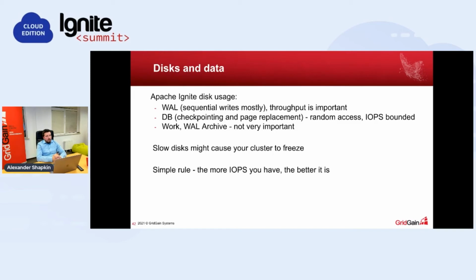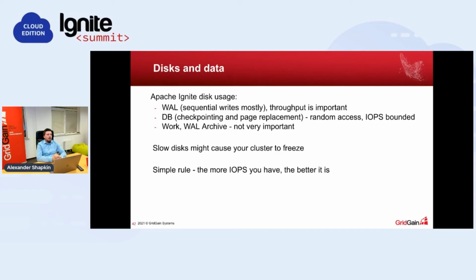Here we have the Vault folder that records your updates, and mostly it uses sequential access, which means that throughput is important here. The next, the DB folder, keeps your actual data and requires random disk access most of the time, and these are IOPS bound. The other folders like work and WAL archive are not very important in terms of performance, therefore we can skip them for now.